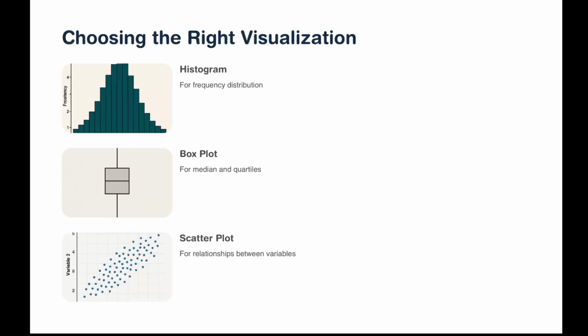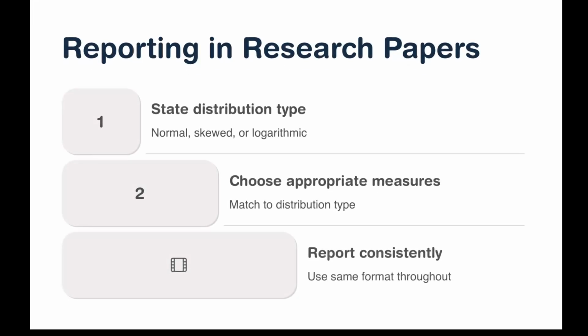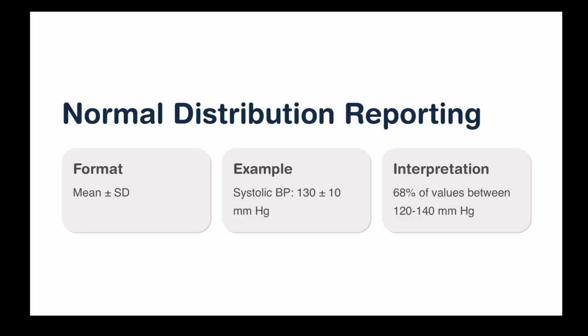Histograms are useful for frequency distribution. Box plots are usually for median and quartiles. Scatter plots are for relationships between variables. To report in research papers, we need to state the distribution type: normal, skewed, or logarithmic. We need to choose appropriate measures matched to the distribution type. Report consistently, and use the same format throughout. Okay, so that is what it is in reporting.